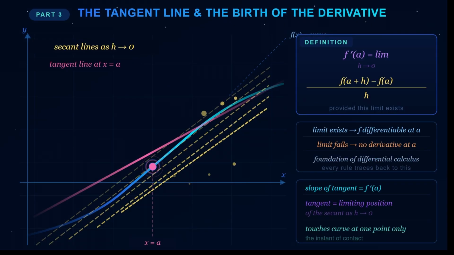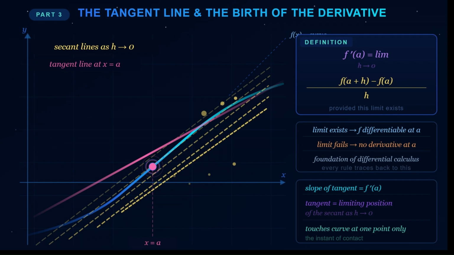Now we bring in the power of limits that we studied in Part 2. As the value of h approaches 0, the second point on the curve slides closer and closer to the first point. The secant line rotates and approaches a special limiting position, a line that just touches the curve at a single point. This line is called the tangent line. The slope of this tangent line is exactly the derivative of f at the point a.